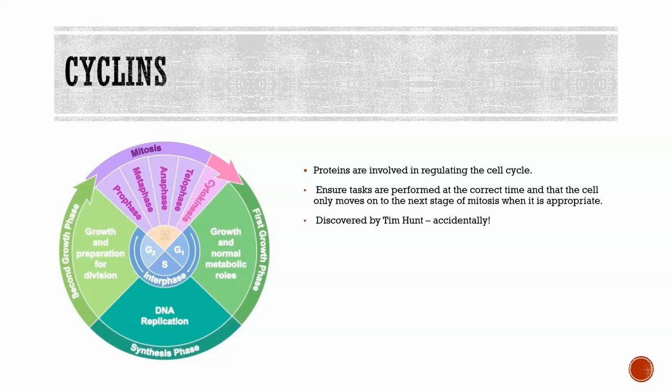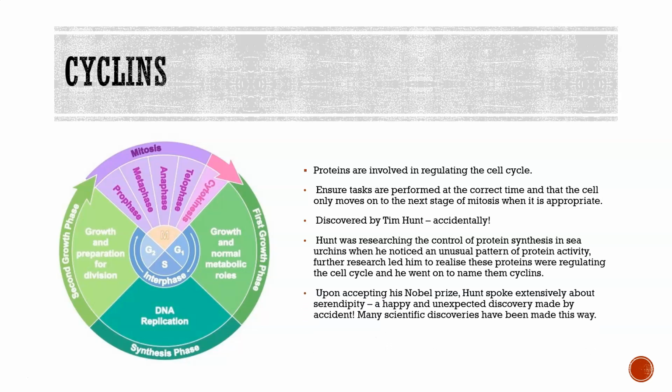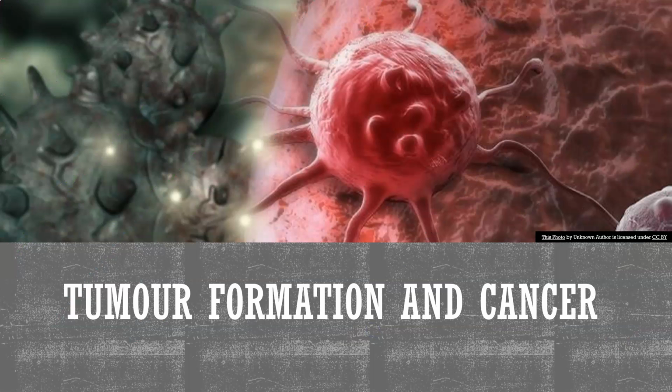They were discovered by Tim Hunt accidentally. He was researching the control of protein synthesis in sea urchins and noticed an unusual pattern of protein activity. Further research led him to realise that the proteins were actually regulating the cell cycle, and he named them cyclins. Upon accepting his Nobel Prize, Hunt spoke extensively about serendipity, a happy and unexpected discovery made by accident. Many scientific discoveries have been made this way.